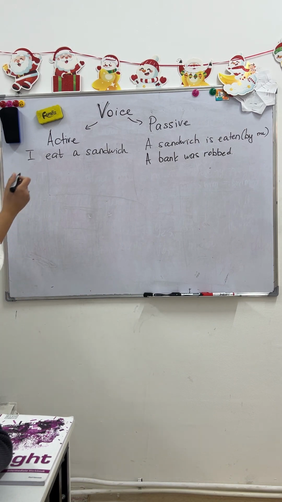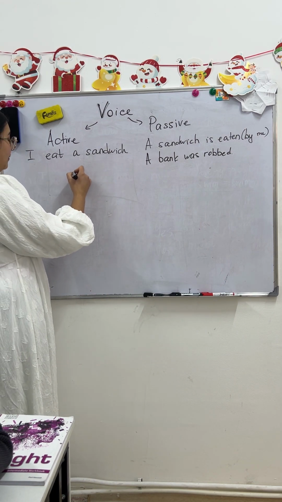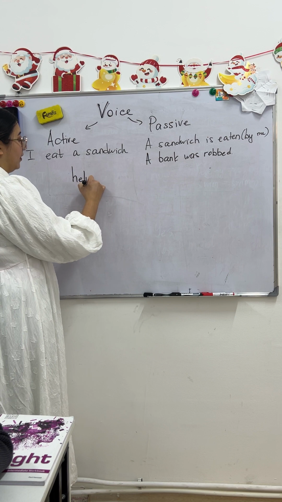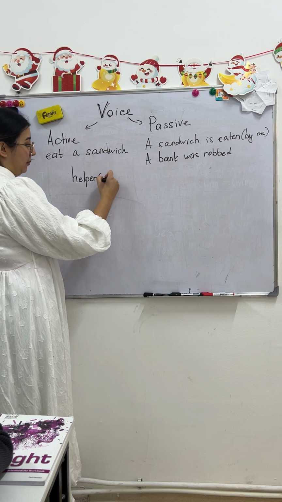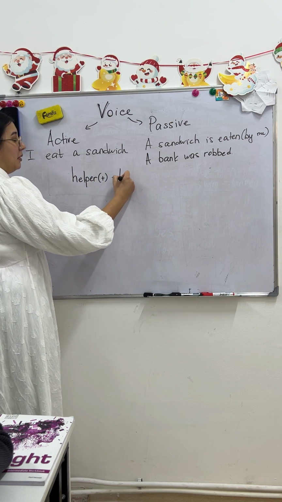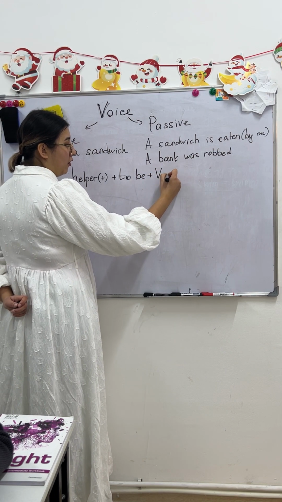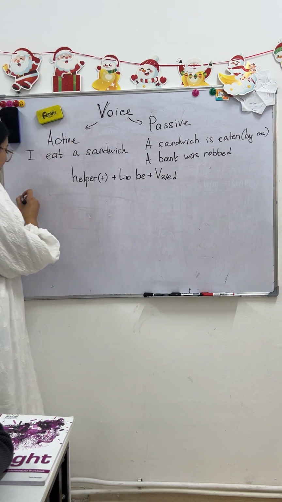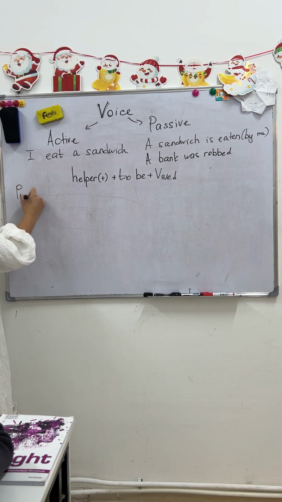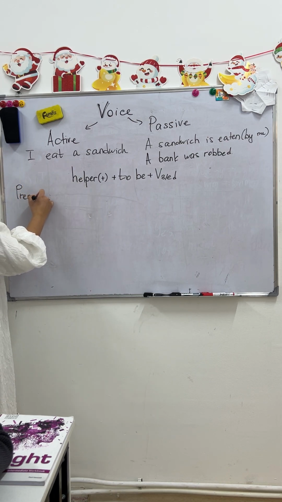The general structure, formula of passive voice is: helper, if you have a helper in the positive sentence, plus to be, plus verb in the third form or ed. For example, present simple. Do you have a helper in a positive sentence?